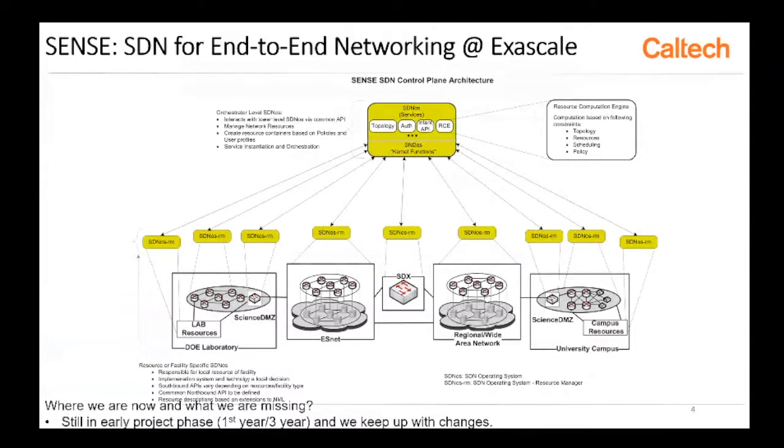As you can see from this one, we have a global orchestrator which is contacting all the RMs, resource managers. The data transfer node resource manager is controlling any DOE laboratory or any campus. For example, in our case, it's the Tier 2 at Caltech. And we have a network resource manager which is controlling ESnet, the exchange points, and also the wide area network for connection. So we are at an early stage right now. We are only in the first year. We're trying to keep up with changes and all the new stuff which is coming in the SDN land.